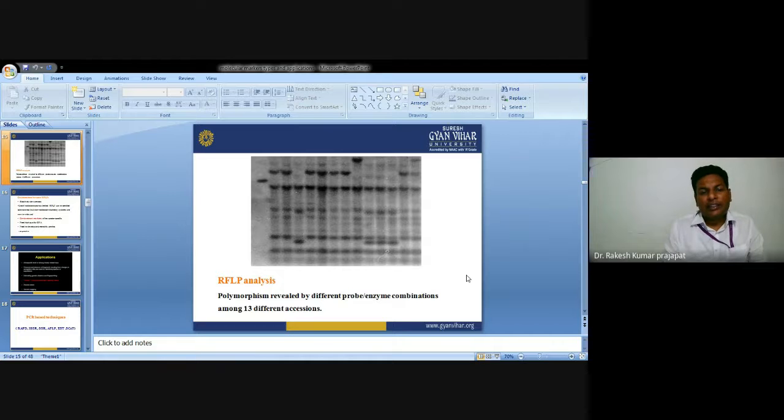This is RFLP analysis: polymorphism revealed by different probe-enzyme combinations. This is what the RFLP banding pattern looks like.